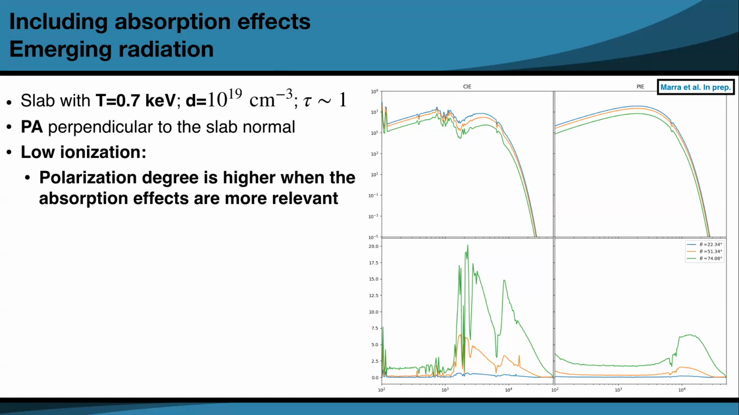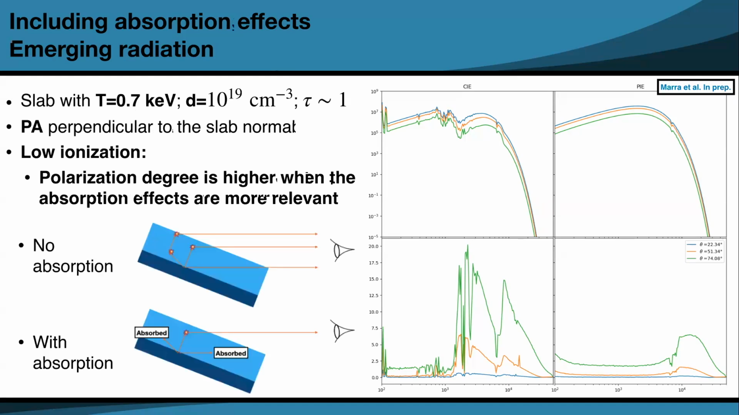And what changes is that while in both cases we observe the polarization angle to always be perpendicular to the slab normal, in the case on the left, in the low ionization case, we can observe some strong absorption lines in the spectra. And in correspondence to this absorption line, we observed a steep increase in the polarization degree. A simple explanation for this is that when we include absorption, we lose the contribution of photons that are emitted at the bottom of the surface layer with a large inclination angle.